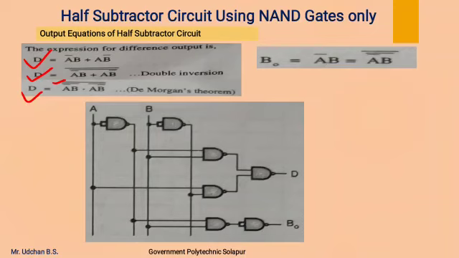So in all, here there are four variables: A, B, A bar and B bar. This is the A line, this is the B line. From A we can get A bar using a NAND as a NOT. This is the A bar line. From B we can get the B bar line using a NAND as a NOT gate. This is the B bar line.